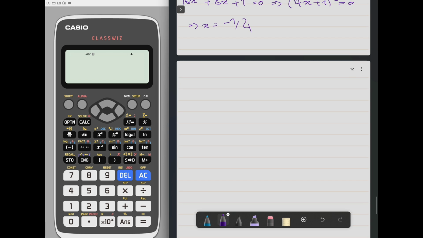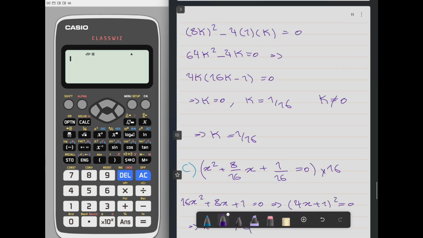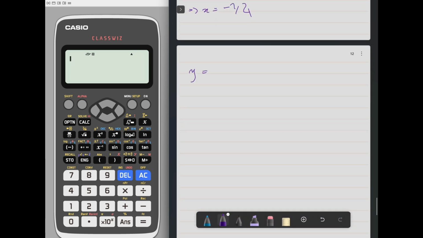And for y, what was it? y is equal to 2x minus 1. So y is going to be equal to 2 times minus 1 over 4 minus 1. 2 times minus 1 over 4 is minus 1 over 2. Minus 1 over 2 minus 1 is minus 3 over 2. So x is equal to minus 1 over 4 and y is equal to minus 3 over 2.